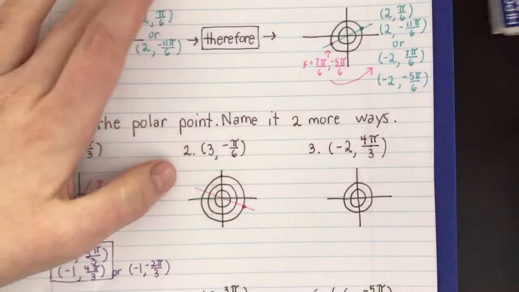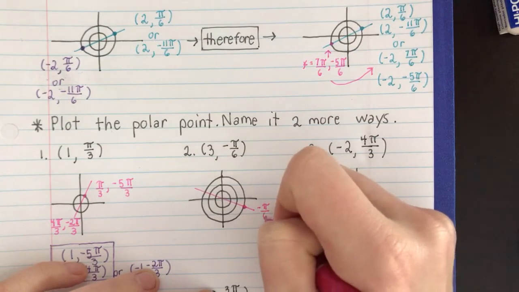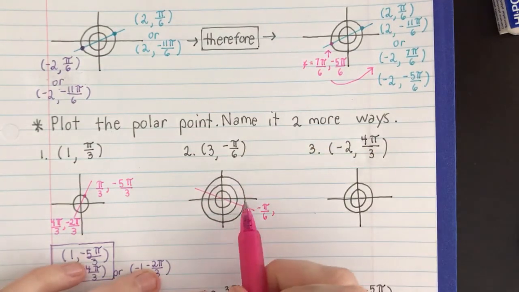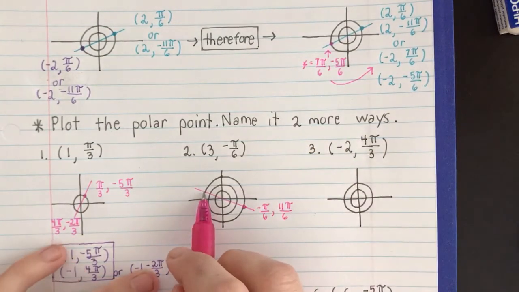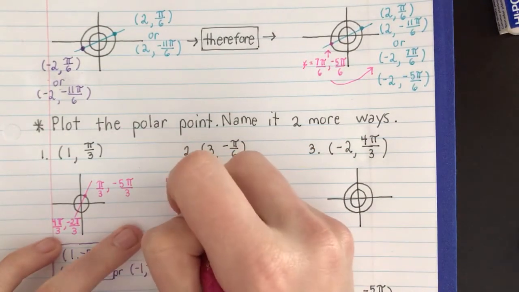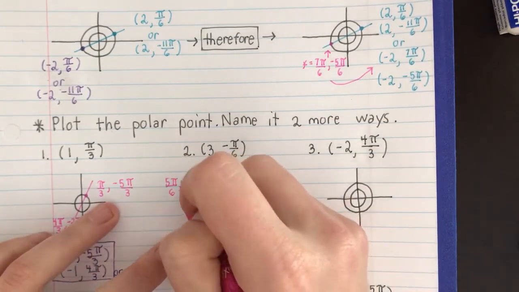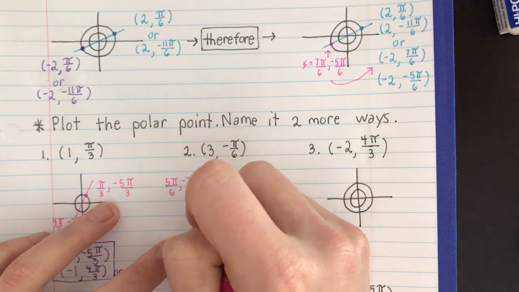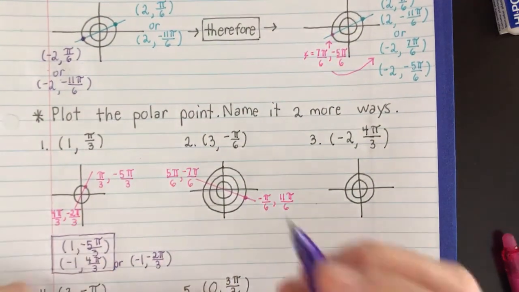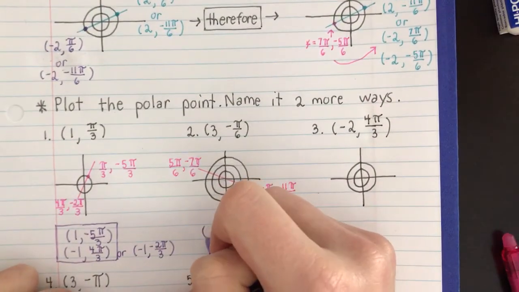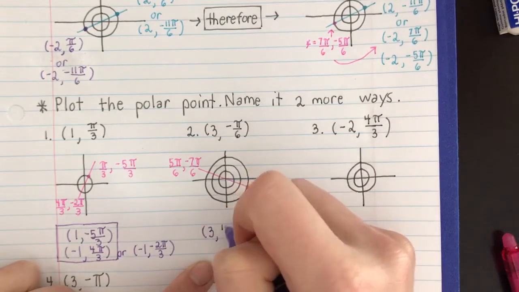Okay, these angles here are negative pi over 6, of course, that was the given, comma, what if we went in the positive direction? That would have been 11 pi over 6. Let's name these on this side. This would have been 5 pi over 6, or negative 7 pi over 6. So name 2 more points for this point. Well, you could choose 3 comma 11 pi over 6.